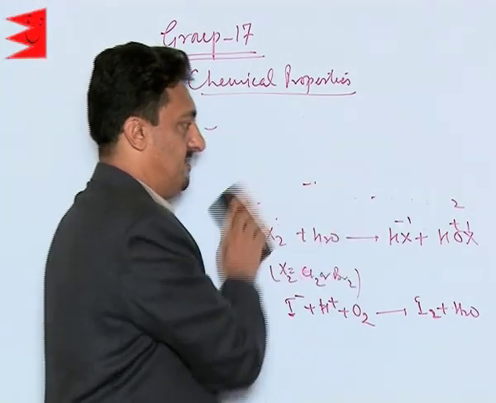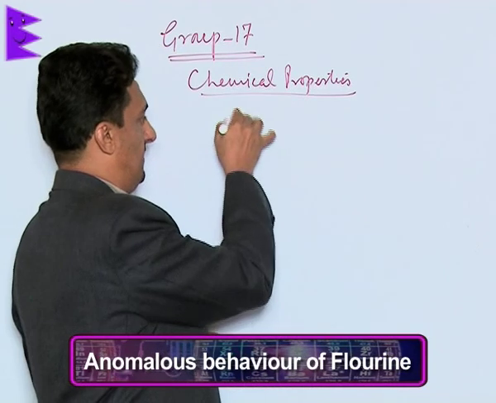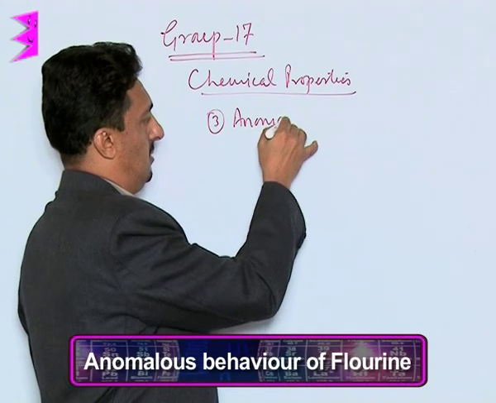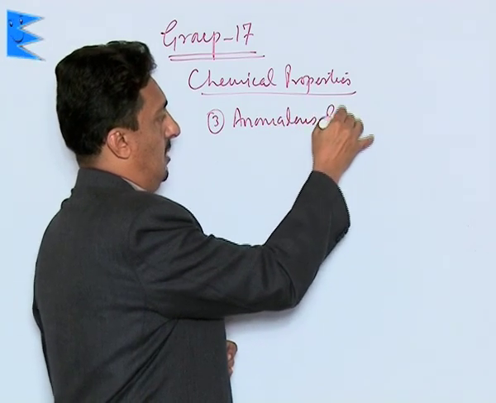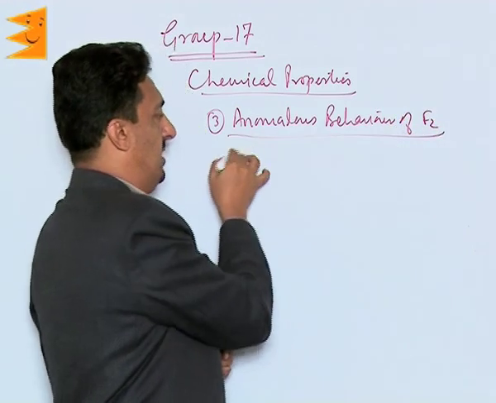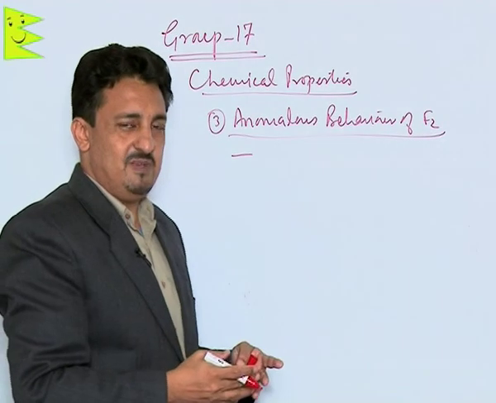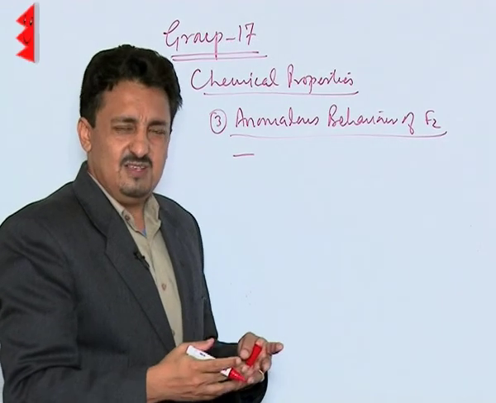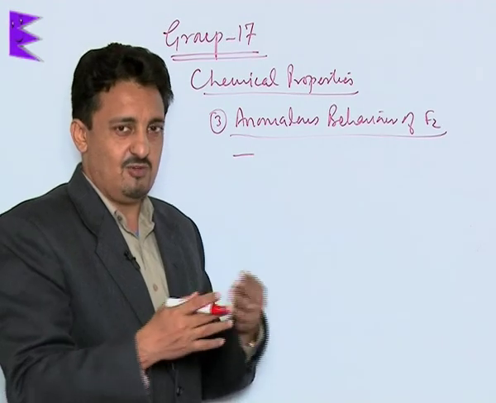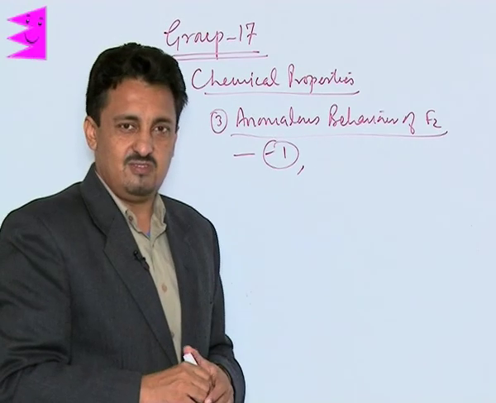Now let us discuss the anomalous behavior of fluorine. It shows very different behavior. It's the most electronegative species we have. Its bond enthalpies are very high, but of course it's very less than chlorine and bromine. The reason being it's having strong electronic repulsions. It shows -1 oxidation state. That's the only oxidation state it can show.